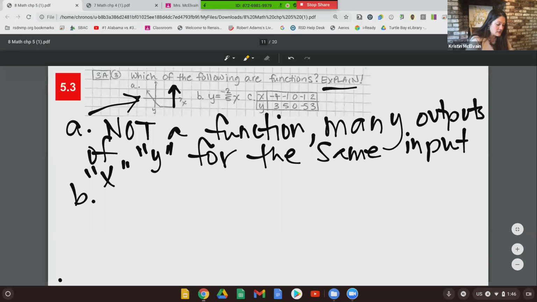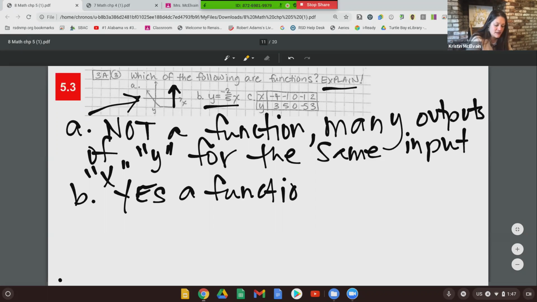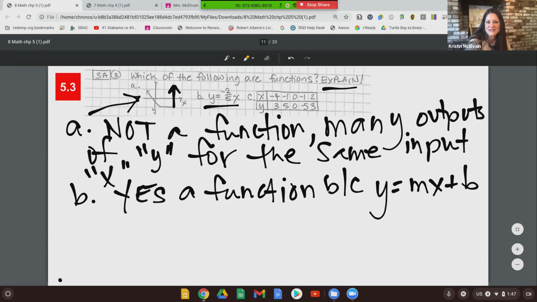B, Y equals -2/5 X. It's an MX plus B form where B is 0. So yes, a function. Yes, a function. Because Y equals MX plus B. And that's our form. Okay, so now C is here.